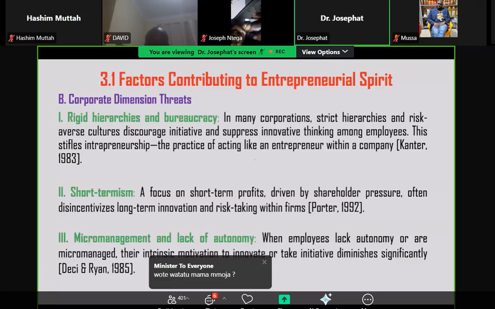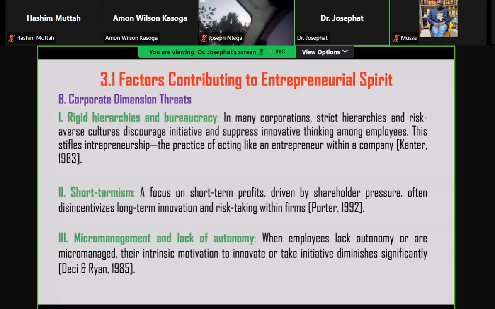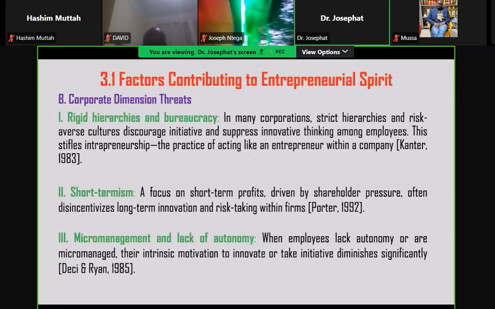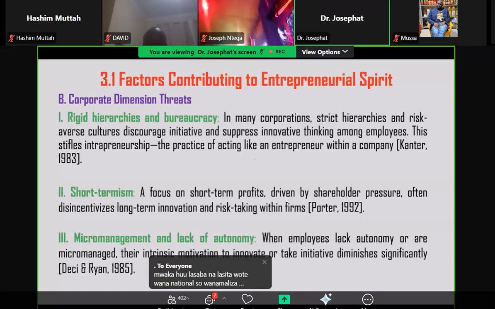Hapa tunaangalia kwenye corporate, kwenye upande wa taasisi. Taasisi zetu nyingi hizi pia kuna a lot of strictness. Kuna vizuizi vingi sana vya mtu kuwa initiator, kwa mtu kuwa innovator, kwa mtu kuwa creatives. So vinazuia, as well as angalia risk of these cultures, zina discourage initiatives and suppress innovative among employees. So this always strive entrepreneurships and the practice of acting like entrepreneur within a companies.